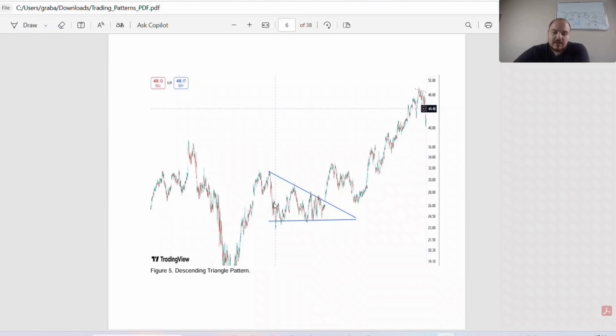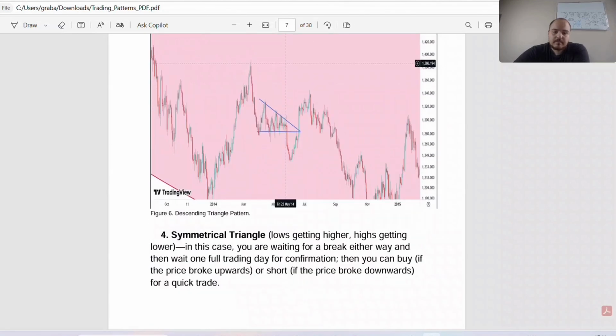Here's another example, but this time the lows are getting lower. So in theory, you would probably expect it to go down. But again, you get the confirmation, and you can also make money from these triangles. You just have to wait and see which way it goes, up or down.